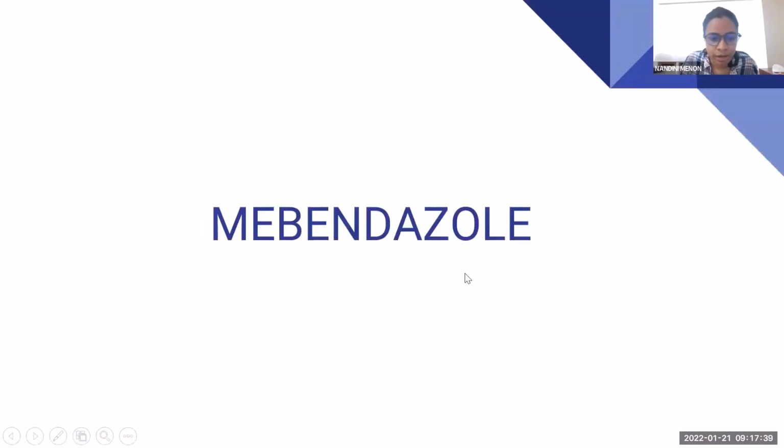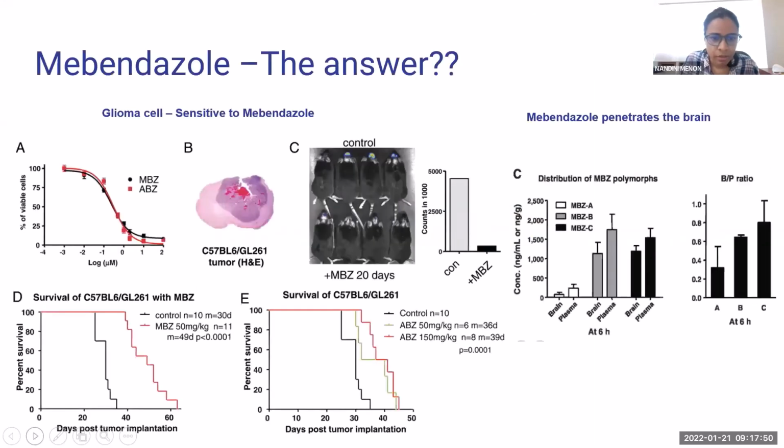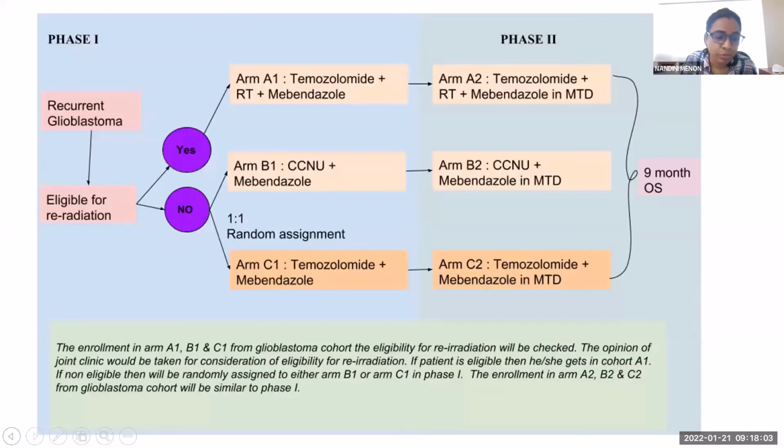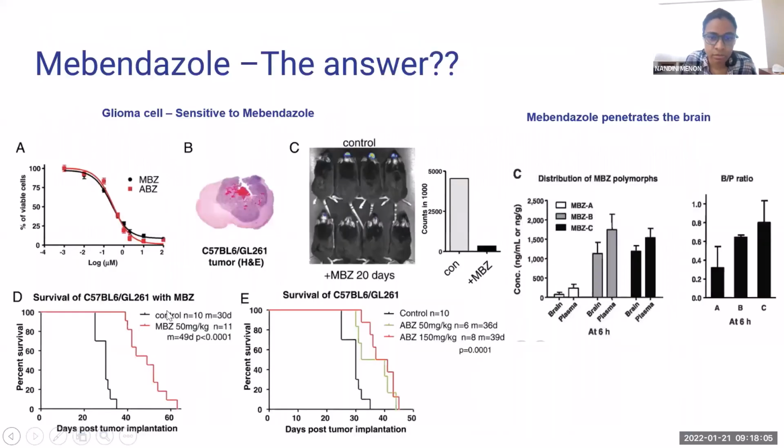Before I end, we come to the last part of the discussion, that is mebendazole, which is the repurposing of this anti-helminthic drug, being done at our center. Mebendazole is an anti-helminthic drug commonly used for deworming, especially in the pediatric age group. Both mebendazole and albendazole have been studied in cell lines, and they have shown activity in glioma cell lines with significant CNS penetration.